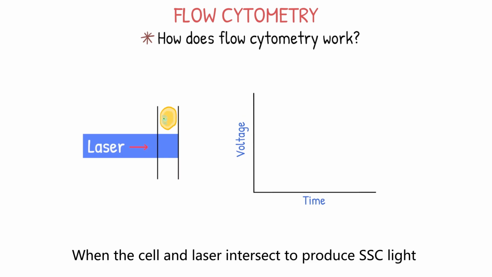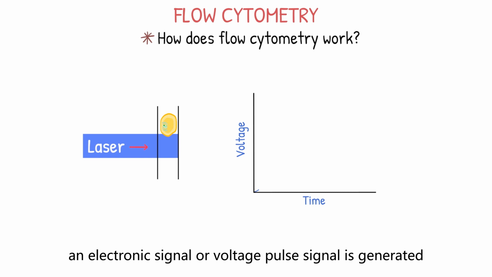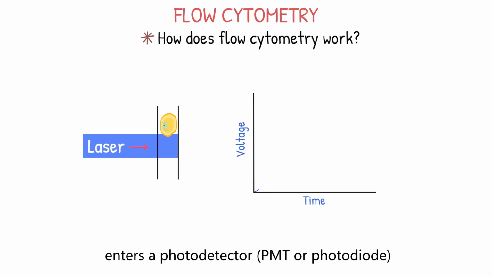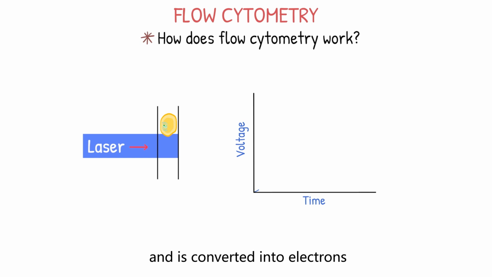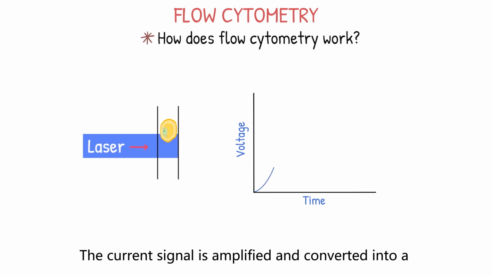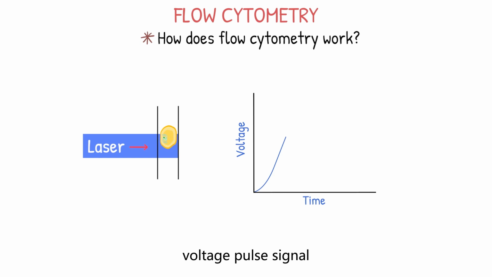When the cell and laser intersect to produce SSC light or fluorescence, an electronic signal or voltage pulse signal is generated. The generated scattered light or excited fluorescence then enters a photodetector, PMT or photodiode, and is converted into electrons. The electron signal is superimposed to form a current. The current signal is amplified and converted into a voltage pulse signal.